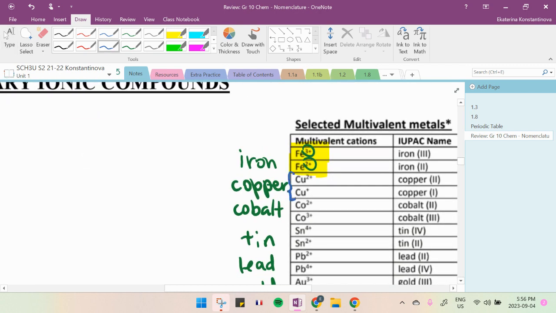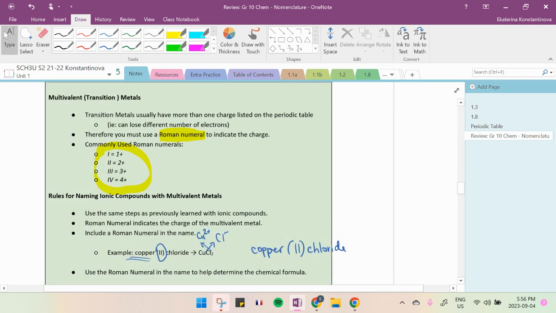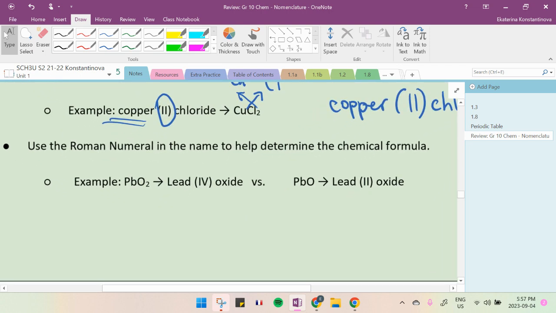So if you see right here, those are the two different charges of copper. Okay? So then, when we are looking at some other examples, let's look at lead. You need to use a Roman numeral in the name to help determine the chemical formula. Let's take a look at PbO2 versus PbO.